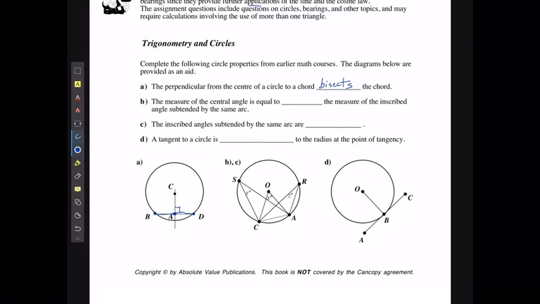For B, the measure of the center angle, the angle at O here, is equal to blank, the measure of the inscribed angle subtended by the same arc. Well, I'm going to say that that is going to be double. That's a fancy way of saying if I look at, for example B, angle X is going to be either 2 times angle Y or 2 times angle Z.